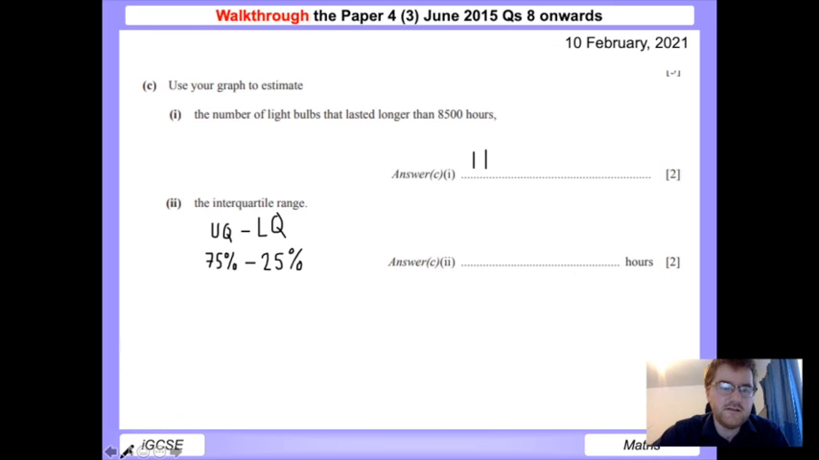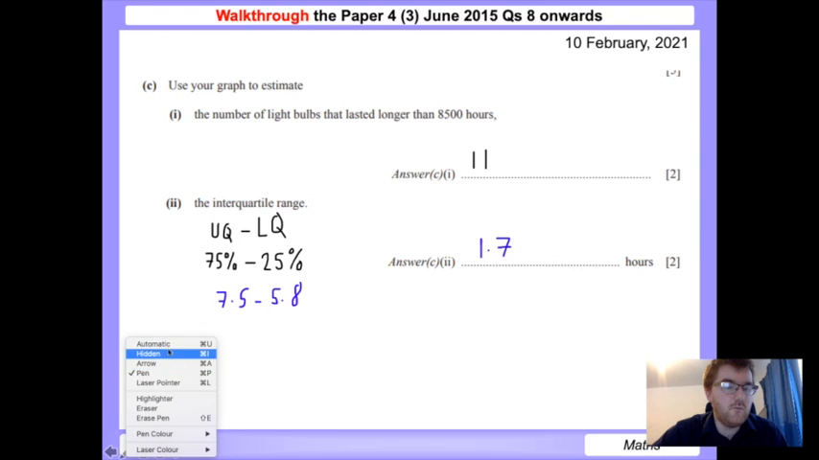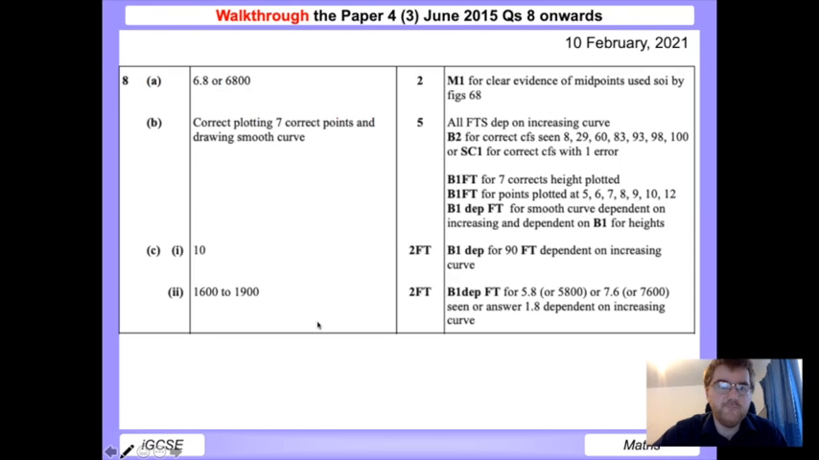So let's write that down. And that will be equal to 1.7. So I say the interquartile range is going to be equal to 1.7 hours. Be interesting to see how the mark scheme goes there.